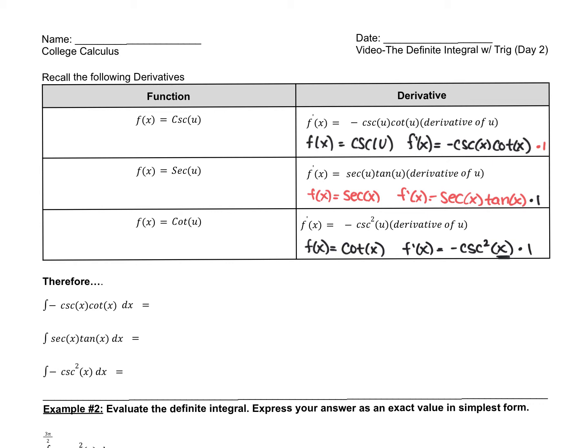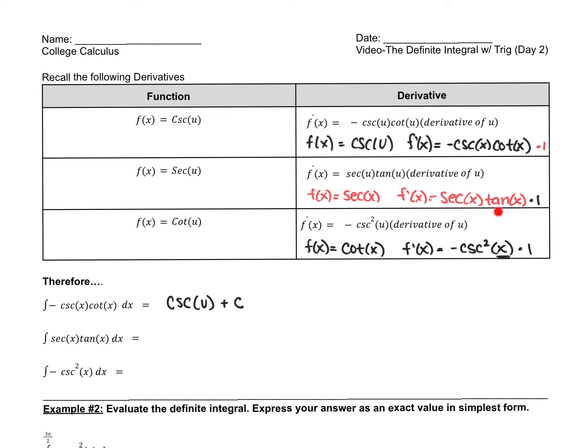So what I just proved is that these three things, if I take the antiderivative of them, I will get these three things. So the antiderivative of negative cosecant cotangent, where did it come from? That's going to be cosecant of u. And since there's no definite integral here, we can just put plus c.